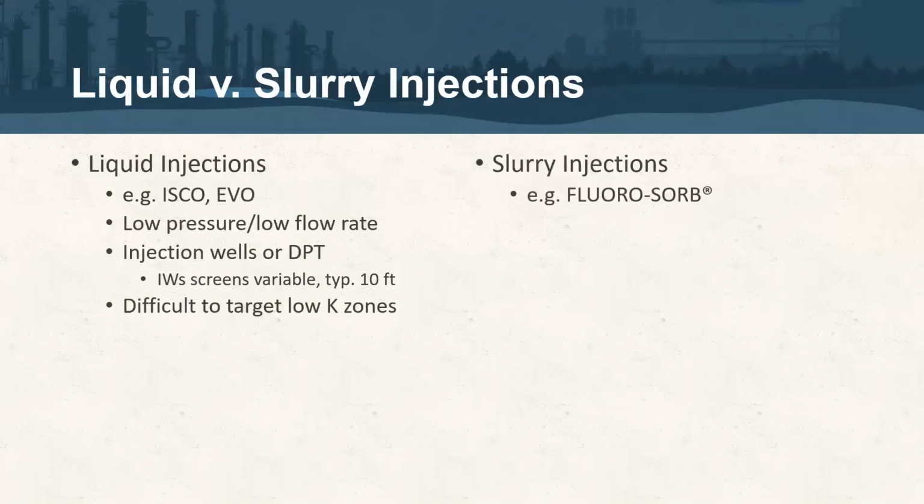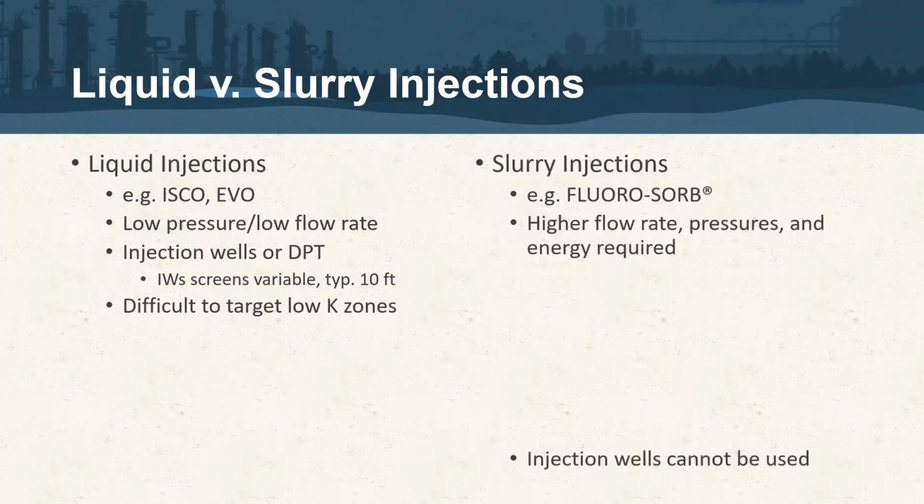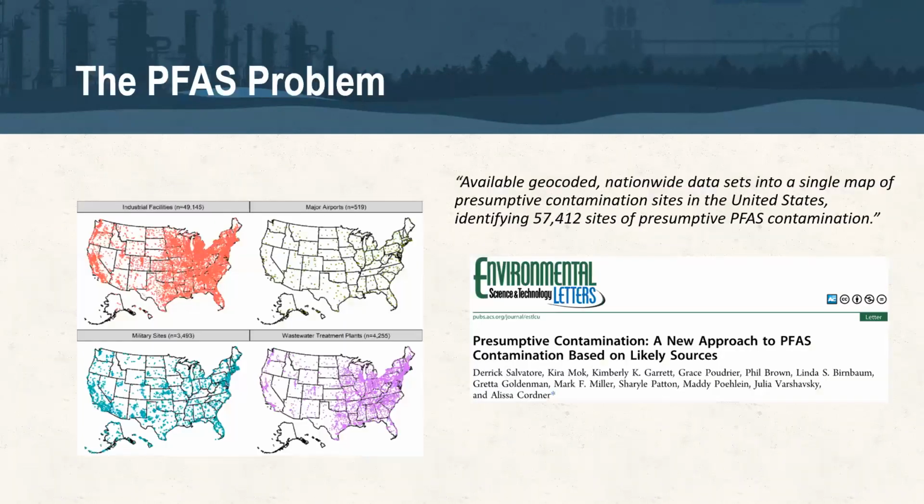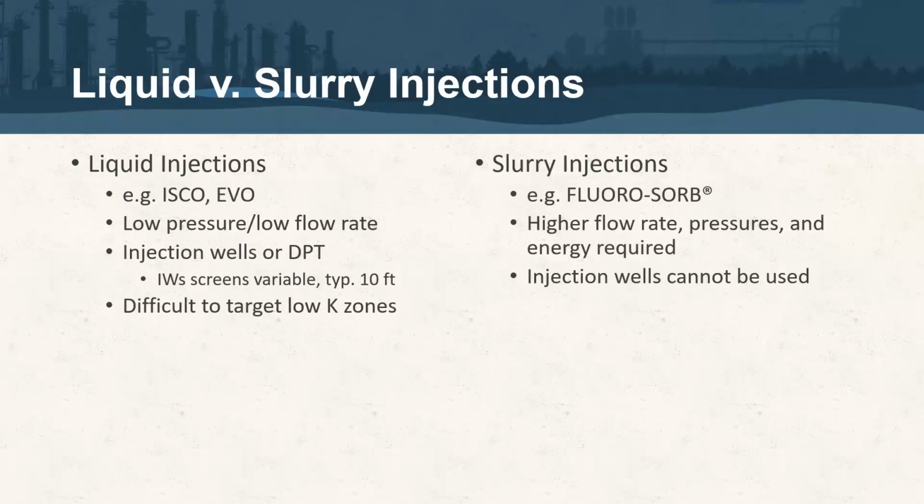So again, many of you are familiar with ISCO, EVO, low pressure, low flow injections here. We touched briefly on injection well screens, right? One of the things that's going to be required, as I mentioned, with these injections is high flow rates and high pressures, right?